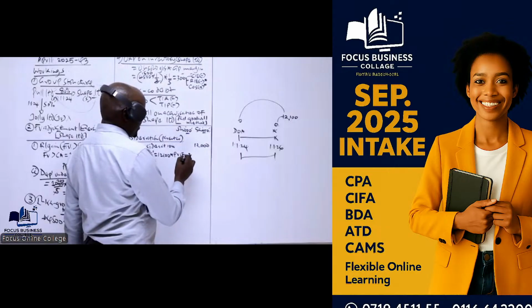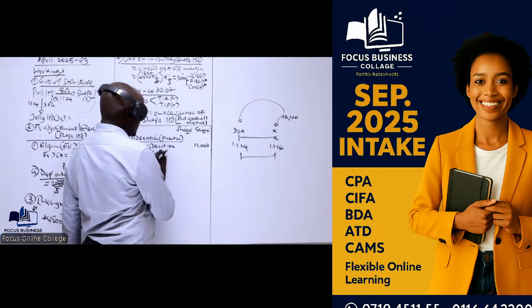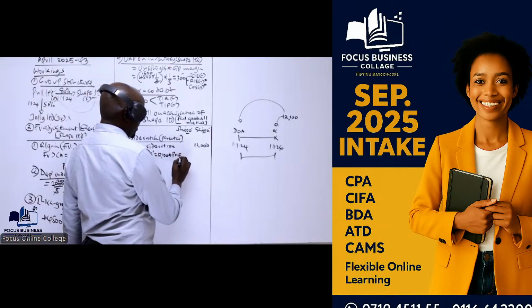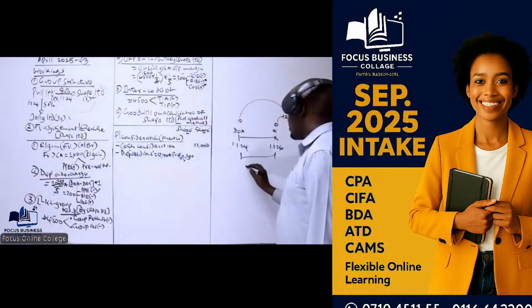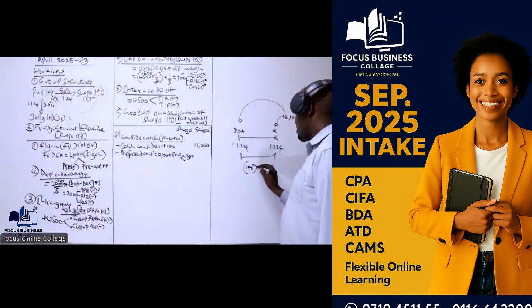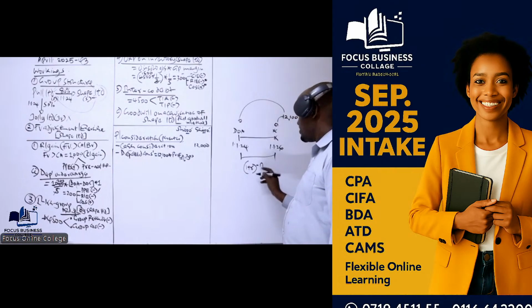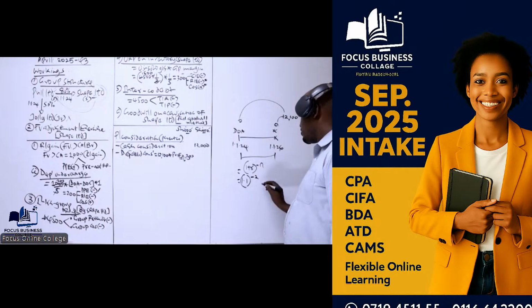for 2 years. We get the present value interest factor at the rate of 10% for 2 years. So 12,100 times the present value interest factor at the rate of 10% for 2 years. So how do we get this value here? We use this particular formula: 1 plus R raised to power negative n. So this will be equal to 1.1, our R is 10%, raised to power negative 2.